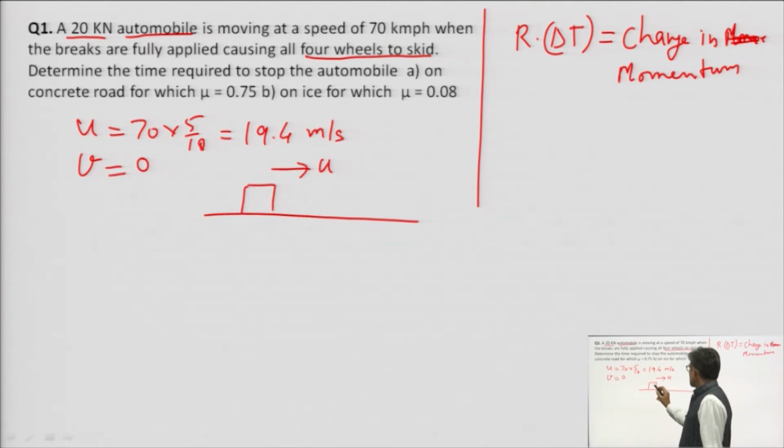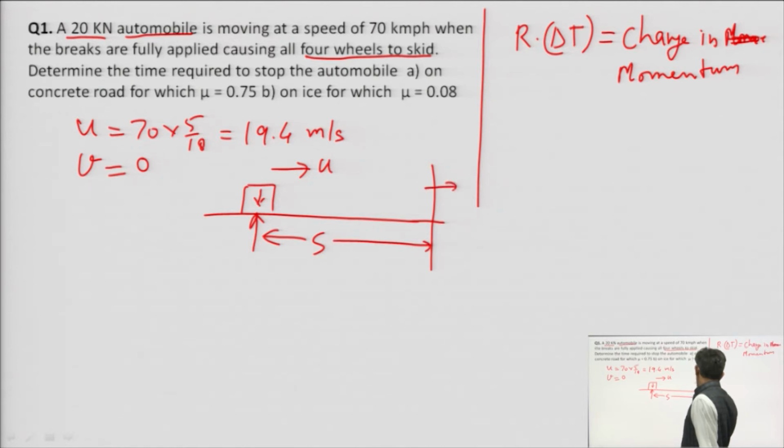What will be the forces acting on this block? Weight W and the reaction. Suppose it stops here, where v is equal to 0. Here u is equal to this much value. So, this is the weight W.